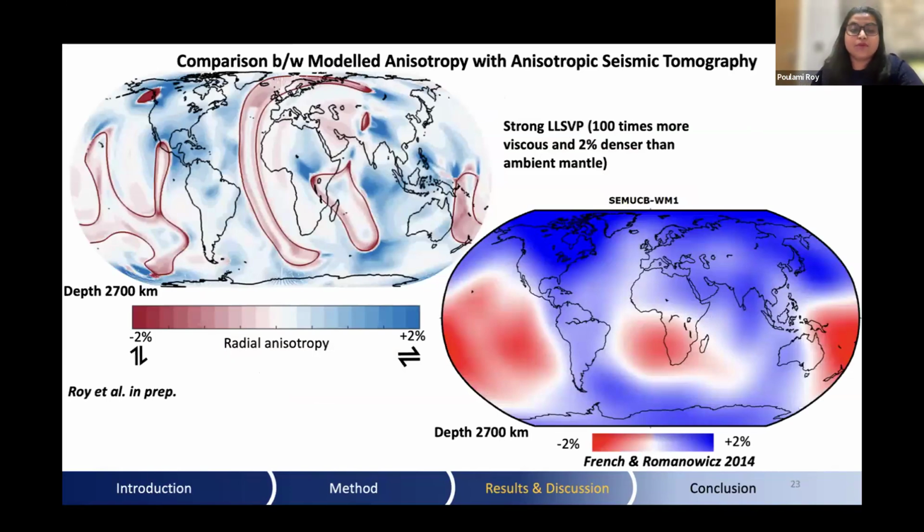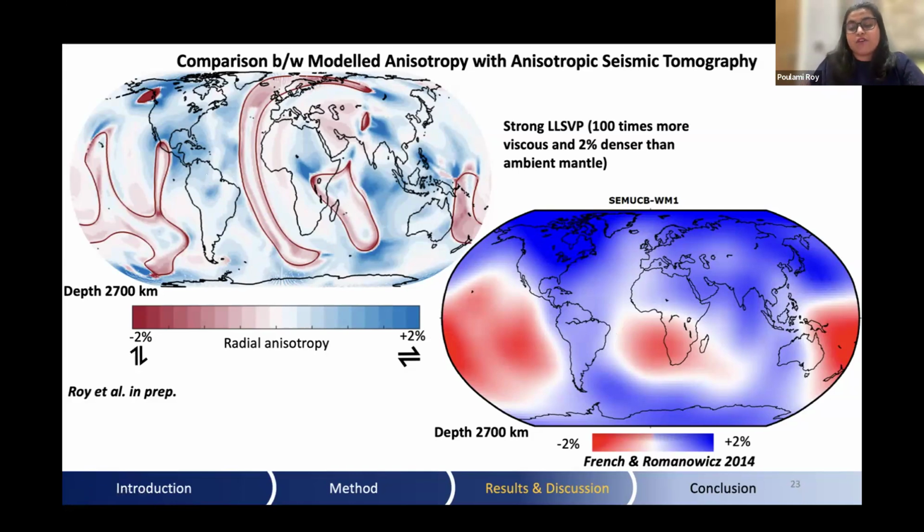So now we compute the radial anisotropy from these geodynamic models. The best fit model produces negative radial anisotropy, which means that around these piles, the mantle flow is mainly vertical, and away from these piles, the mantle flow is mainly horizontal. That has been detected by positive radial anisotropy. Now, if we compare our modeled anisotropy with seismic anisotropy observation, we see that there is a first order match between modeled anisotropy and anisotropy observation.